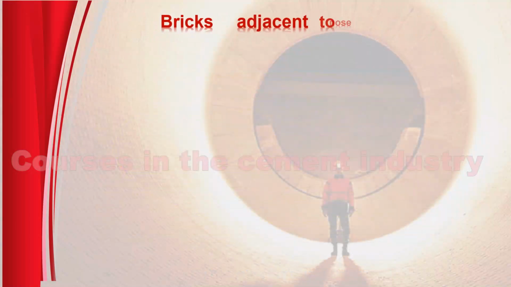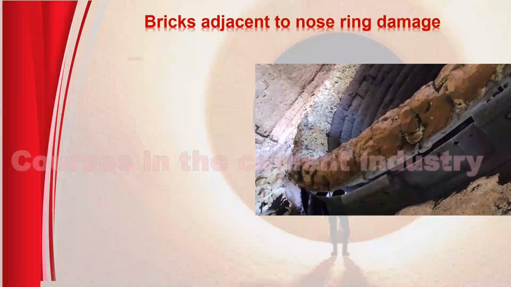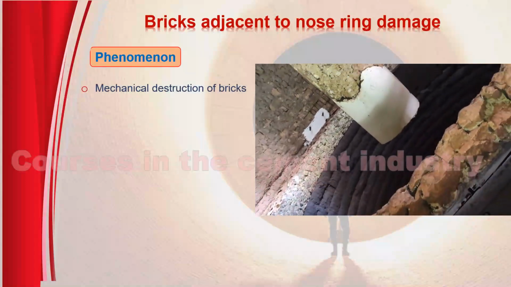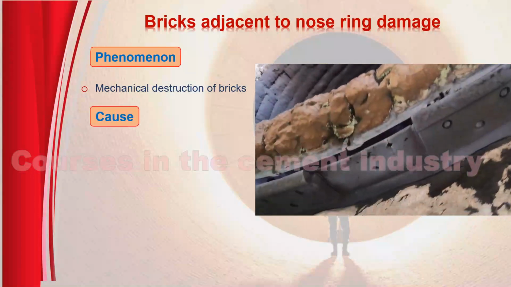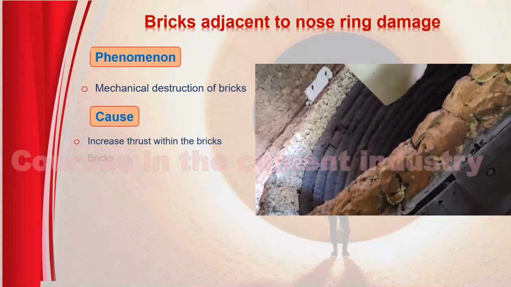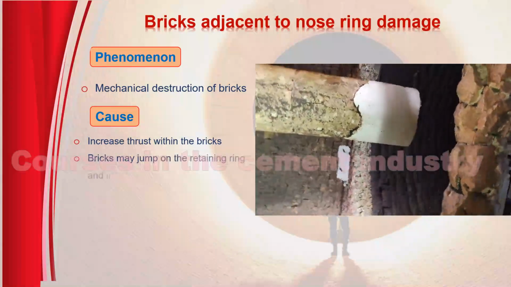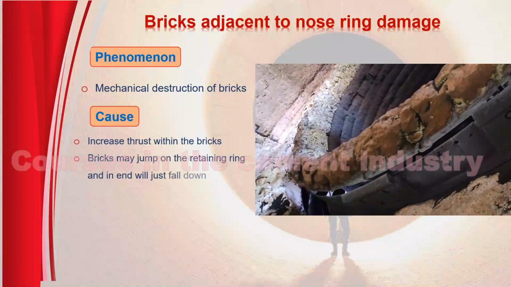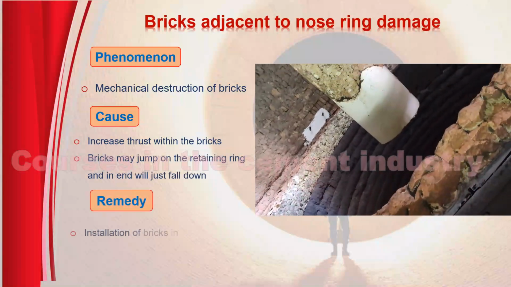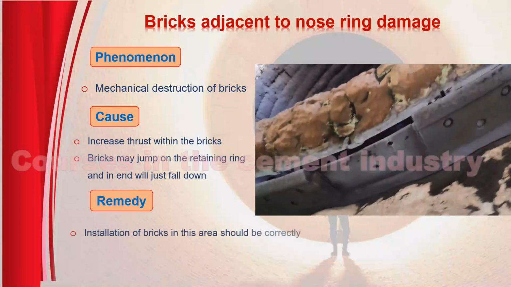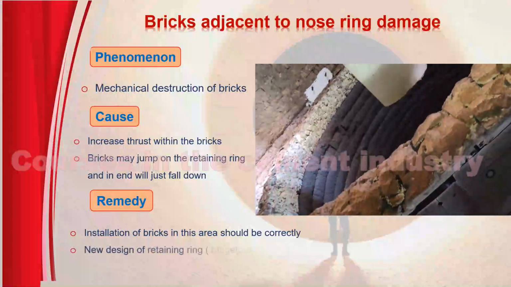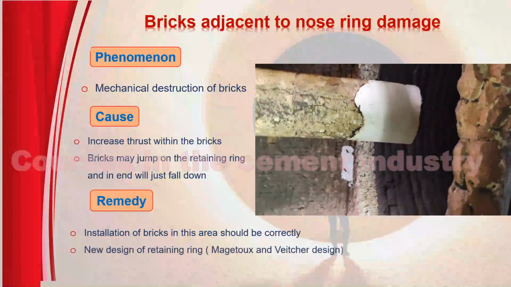Bricks adjacent to nose ring damage. Phenomenon: mechanical destruction of bricks. Cause: 1. Increased thrust within the bricks. 2. Bricks may jump on the retaining ring, and in the end will just fall down. Remedy: 1. Installation of bricks in this area should be done correctly. 2. New design of retaining ring, Mijatu and Vecher design.